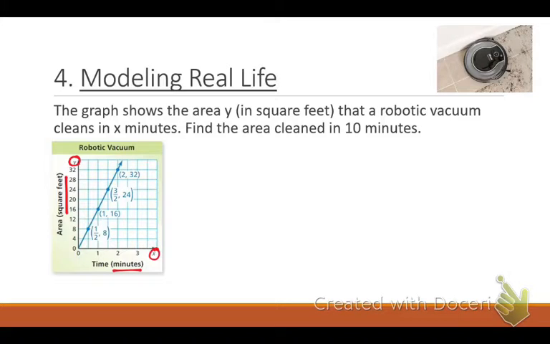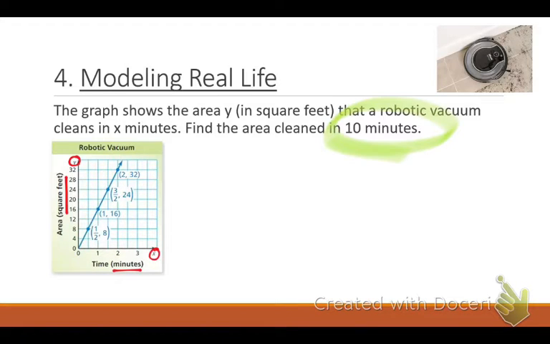Now, let's see if we can identify some information that's here. Let's say a whole minute, just for easy sake. At a whole minute, go up to where it hits the line. How many square feet has it cleaned at 1 whole minute? Very good. You can see it right there, 16 square feet. Let's keep going. At 2 whole minutes, how many square feet does it say it has cleaned? 32.